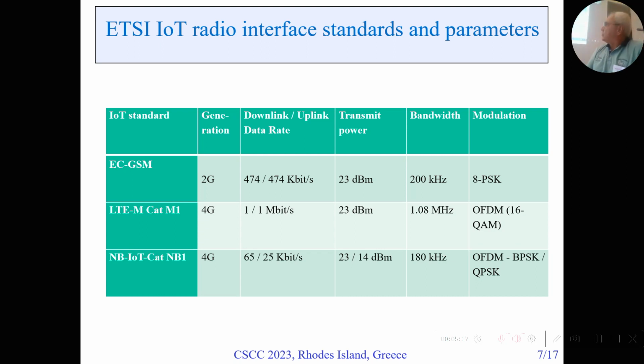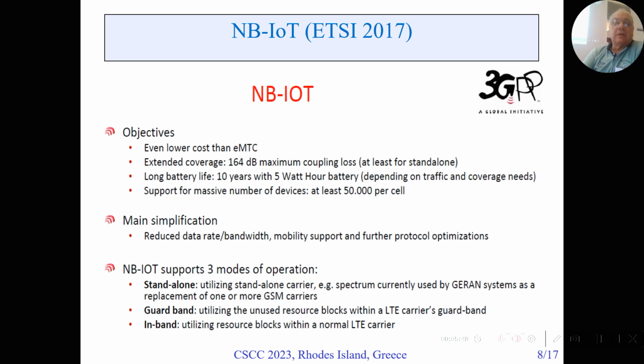What can we do with this standard? We can see a comparative table. The NB-IoT can transfer a data rate from 65 to 25 kilobit per second. So the first one is the uplink, and the second one is the downlink. The power can be from 23 to 40 dBm. 23 dBm is 250 milliwatts, which is a relatively small amount of power. The bandwidth is 180 kilohertz, and the modulation can change depending on the propagation conditions. Here are the most important parameters of the NB-IoT system.